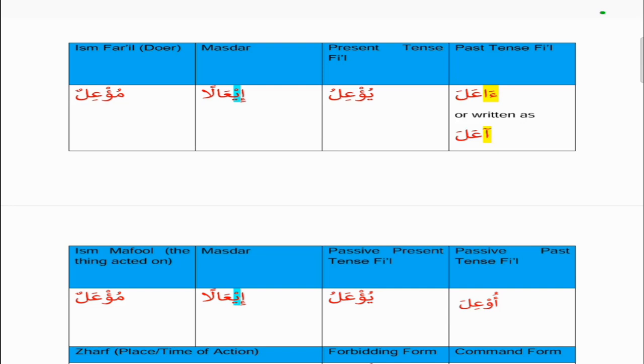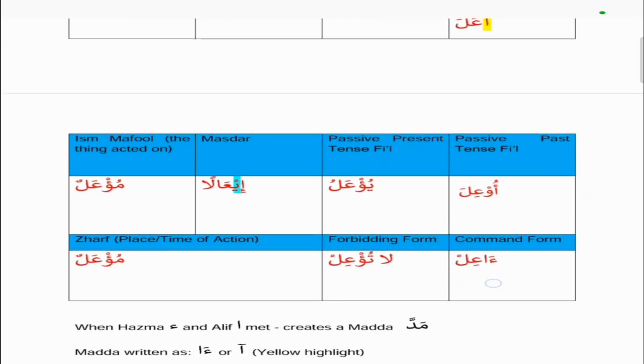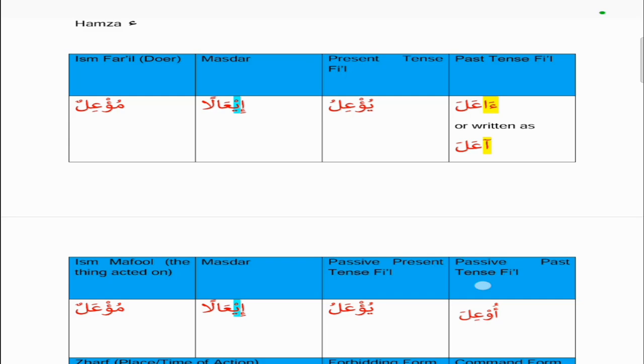And the passive past tense is u'ila, with a u and i sound again. And the passive present tense is yu'alu, all the harakat at the top. The masdar is i'alan, and the ism maf'ul, the thing that's acted on, is mu'alan. And again, there's a connection between the passive present and the ism maf'ul, just like the present tense is connected to the ism fa'il. Just change the ya to a meem and make it heavy. Mu'alun, and the command will be a'il, which is derived from yu'ilu.